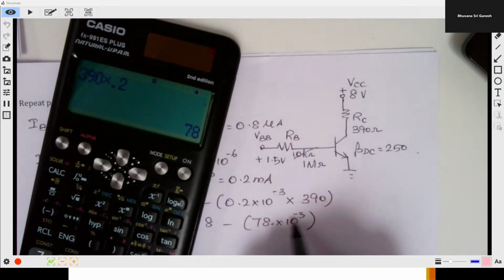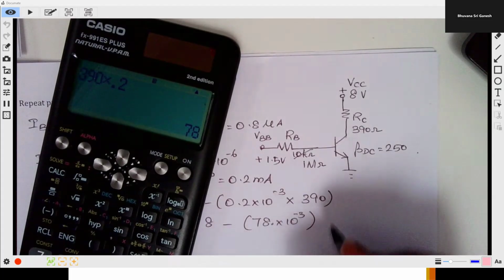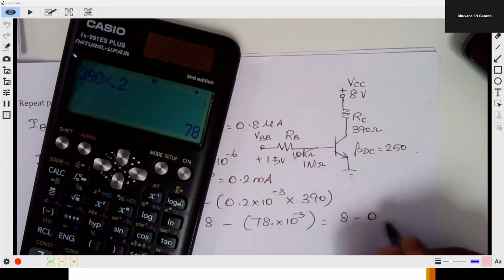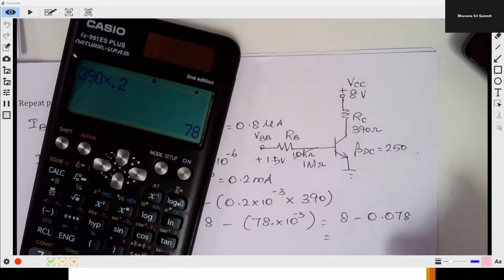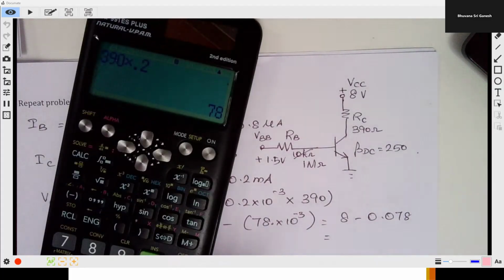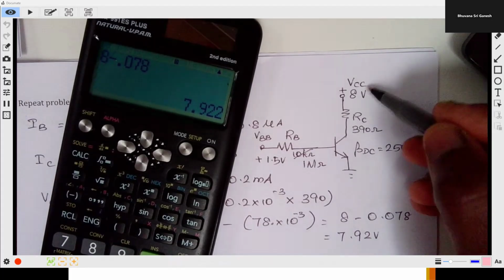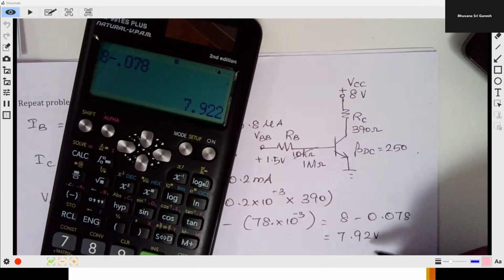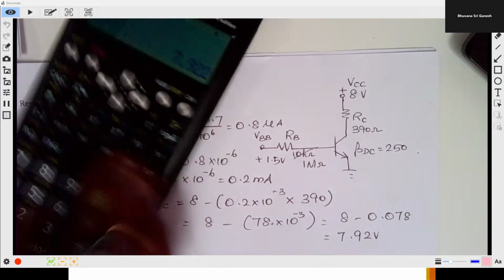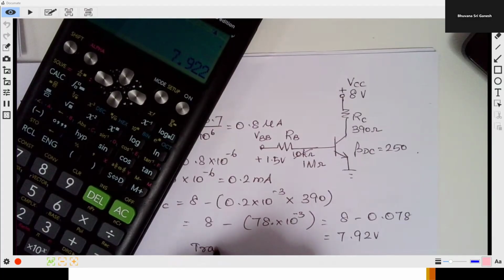The negative 3 powers will go, which is the same as 8 minus 0.078, right? From 8 volts only this much is getting dropped. So 8 minus 0.078 equals 7.92 volts, right? 7.92 volts, which is close to 8 volts. So we can say the transistor is in cutoff. Okay, transistor is in cutoff, it's close to VCC.